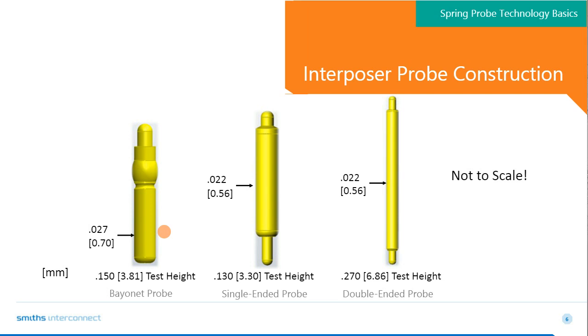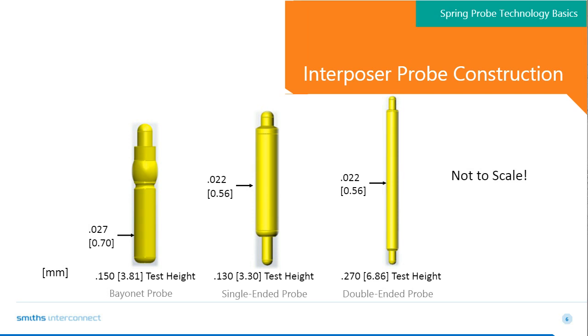And it's a three-piece design. So the barrel can actually be pressed into an insulator, or it can be pressed into a receptacle, which allows us to extend the reach of the probe to greater than 1 inch. So imagine a receptacle with a spring probe on the top and a spring probe on the bottom that spans over that 1 inch.